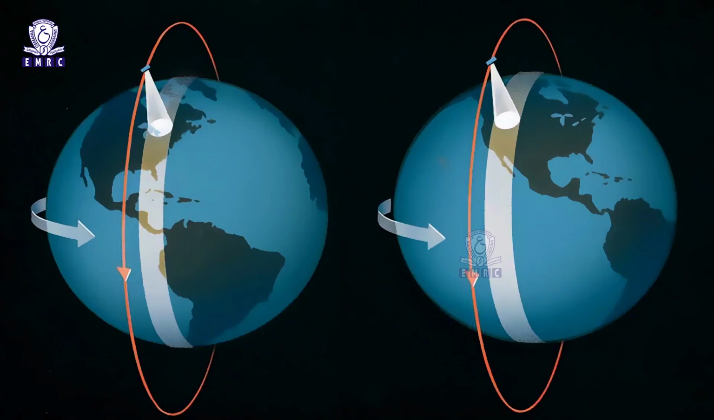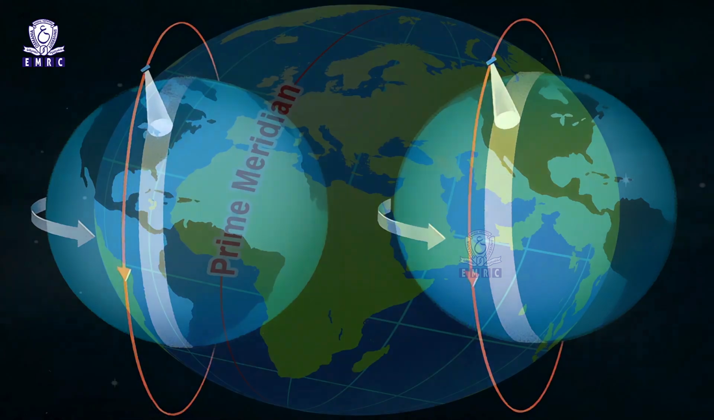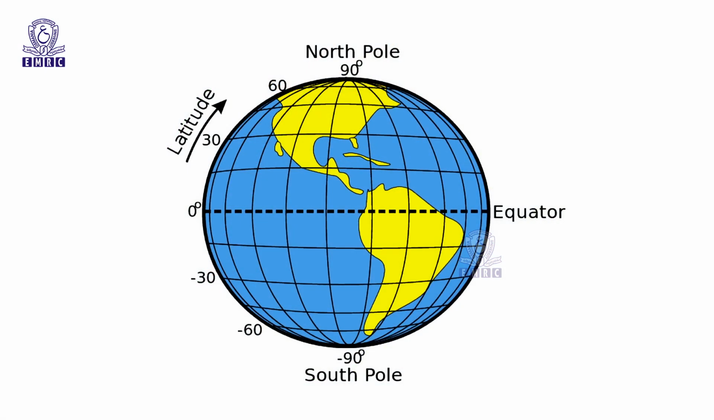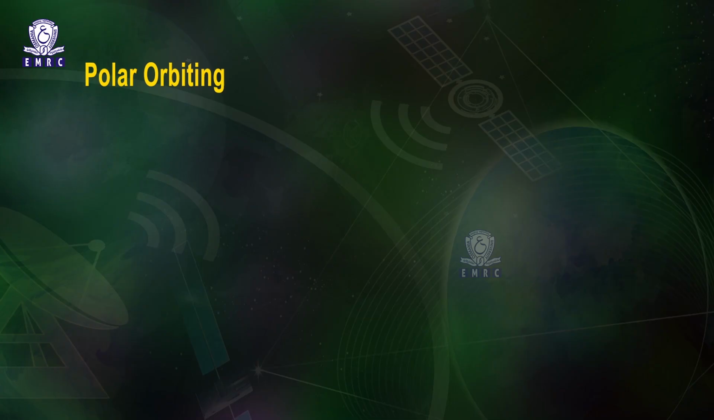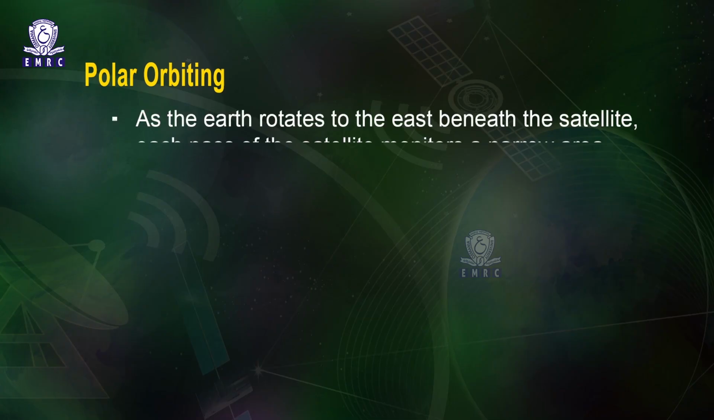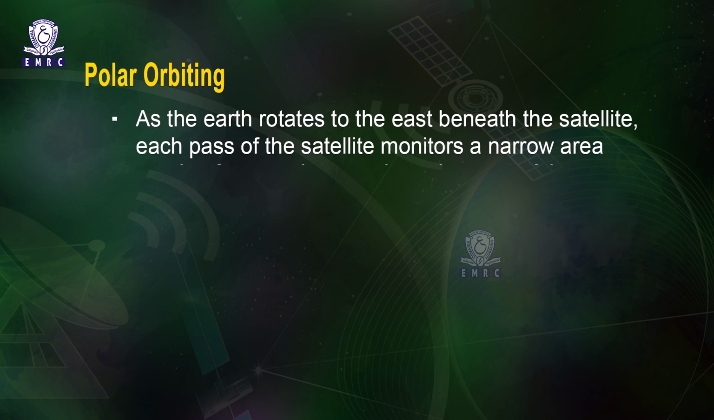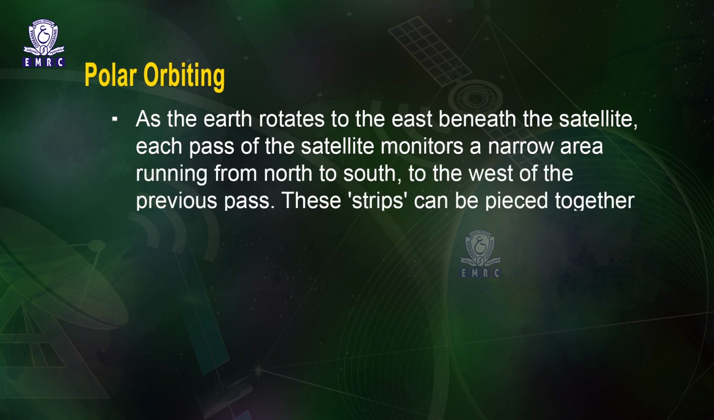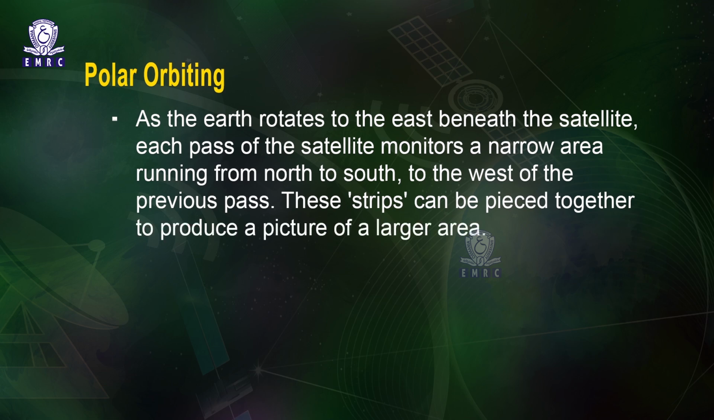The other basic type of weather satellite is polar orbiting. This type of satellite orbits in a path that closely follows the Earth's meridian lines, passing over the north and south poles once every revolution. As the Earth rotates to the east beneath the satellite, each pass of the satellite monitors a narrow area running from north to south, to the west of the previous pass. These strips can be pieced together to produce a picture of a larger area.